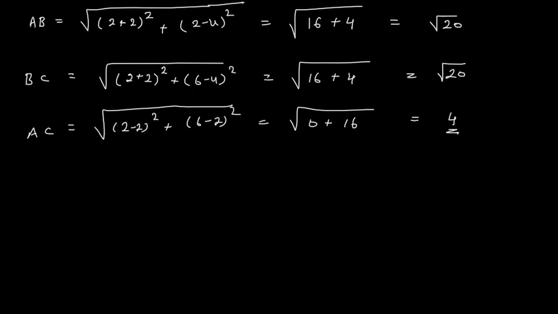So I will say that in triangle ABC, our side AB is equal to BC. AB is equal to BC. Therefore triangle ABC is an isosceles triangle.